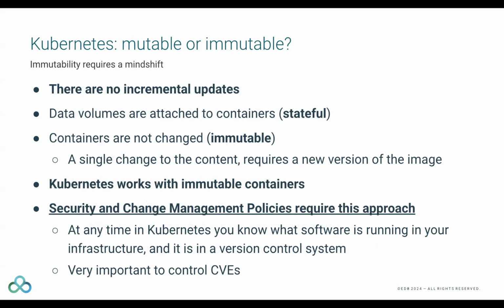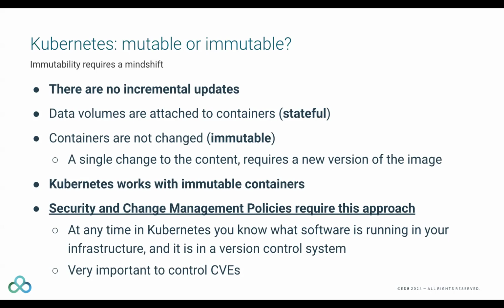So when it comes to Kubernetes, the choice was kind of obvious: to go towards immutable infrastructure. So no incremental updates. And in the case of stateful workloads, where you cannot change the content of the container, you can use data volumes or persistent volumes. These containers are not changed. So if you want to change even a single file or a binary in a container image, you need to create a new one. This is very important for security and change management policies in general.